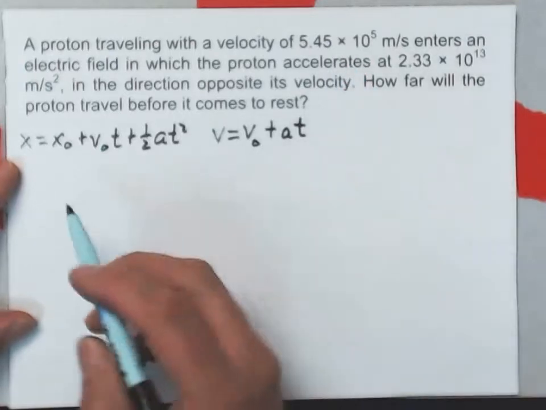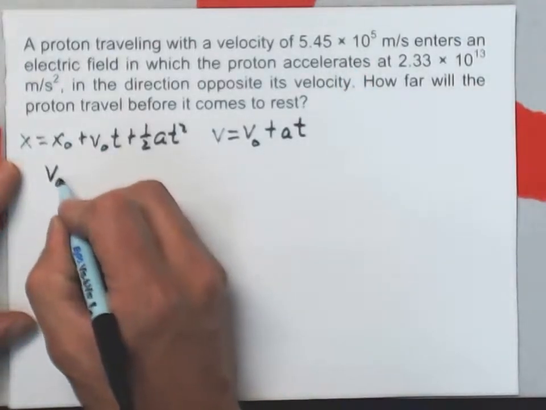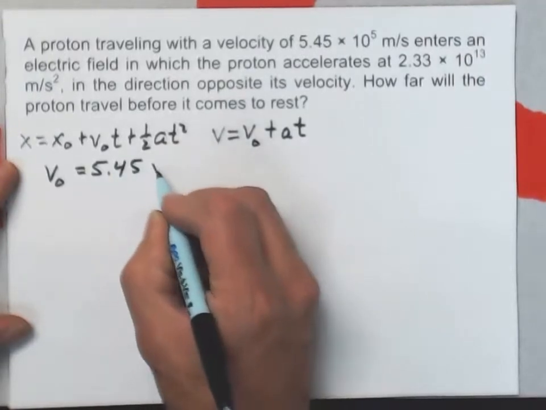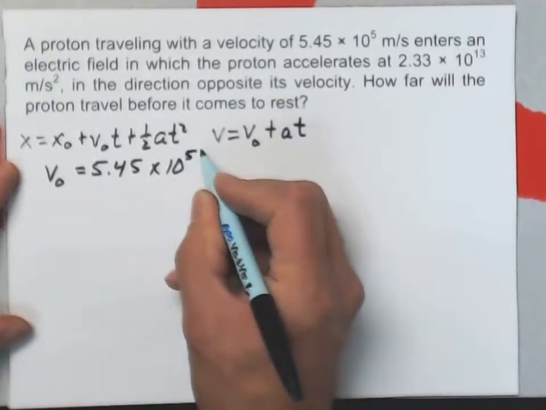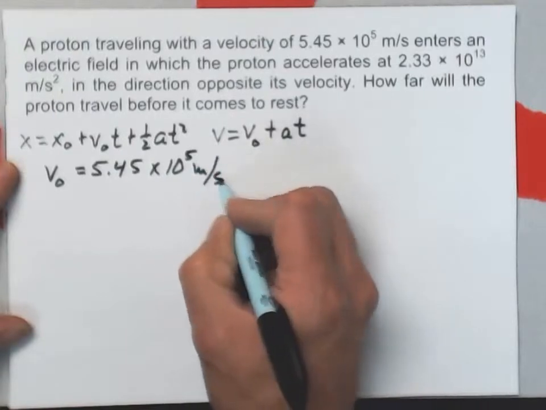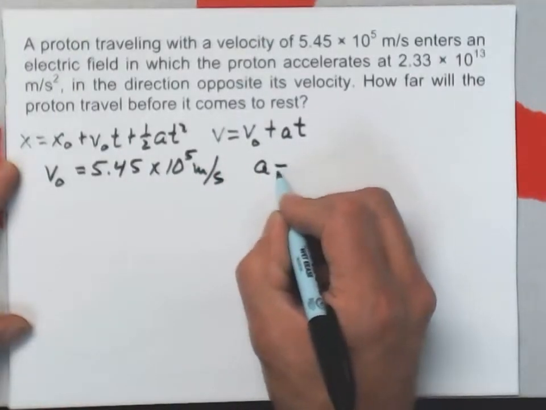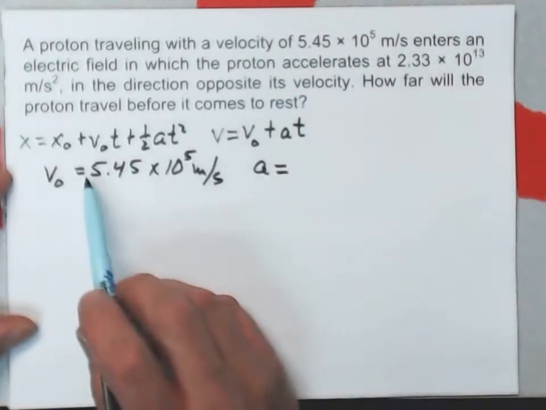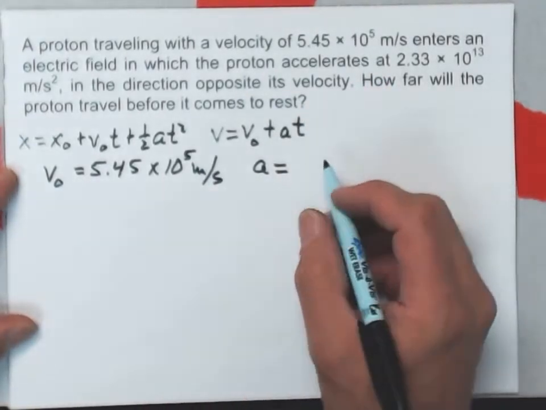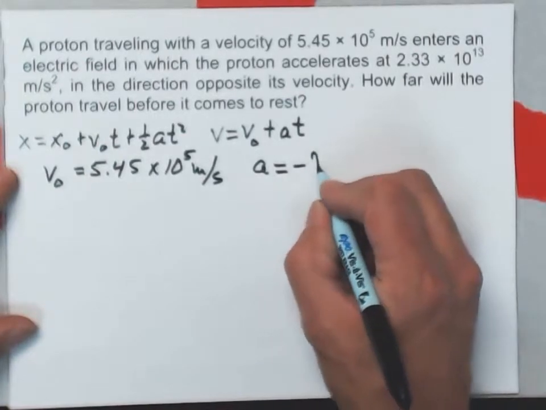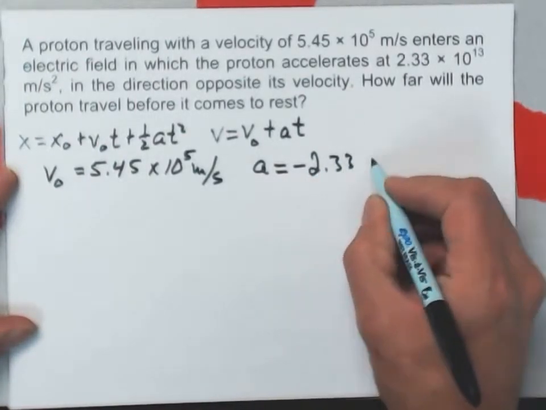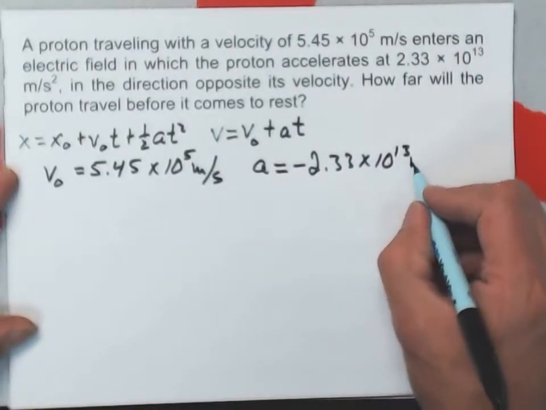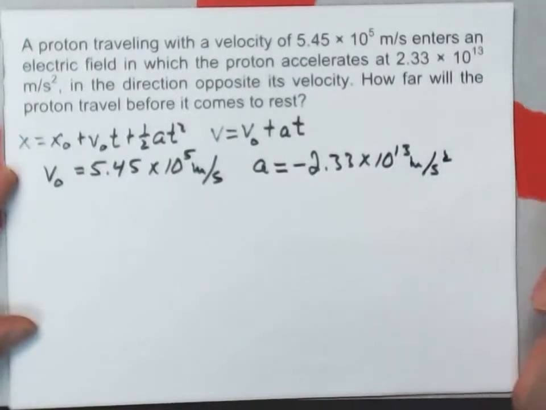The givens that I have in this problem are that v naught is equal to 5.45 times 10 to the fifth meters per second, and the acceleration, because it's in the direction opposite the velocity, if I put a plus sign on the velocity, the acceleration will have a minus sign. So minus 2.33 times 10 to the 13th meters per second squared.